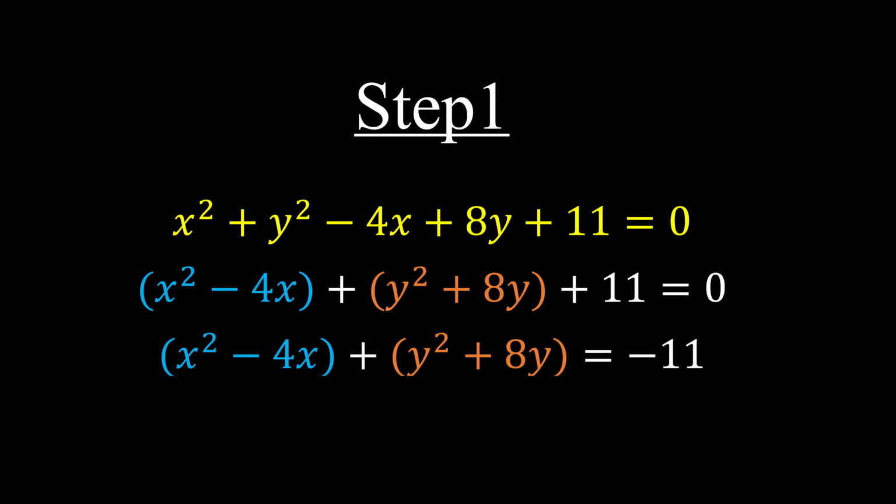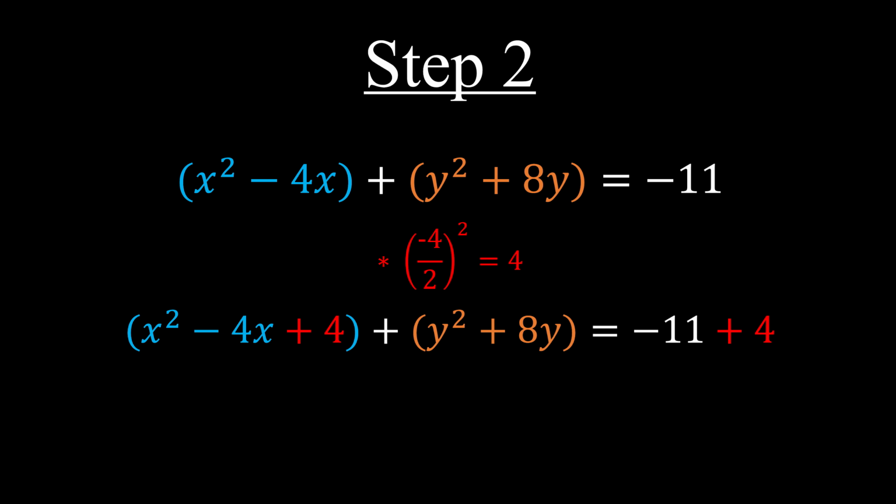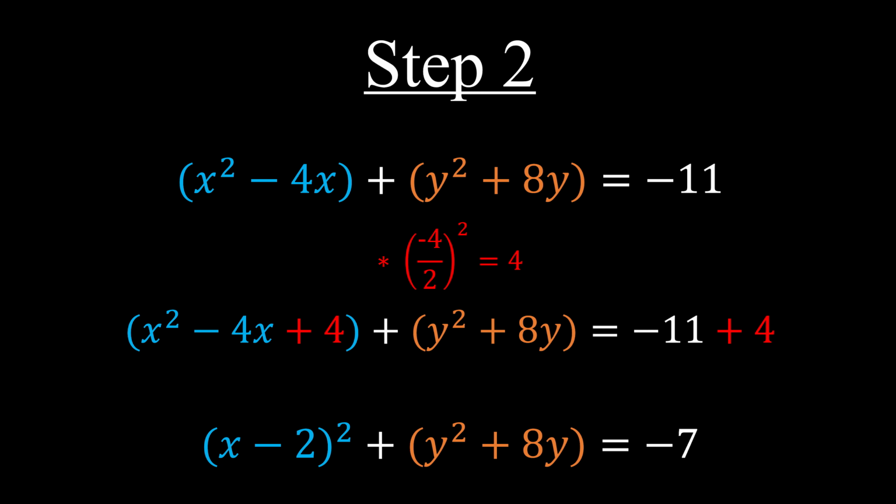Step 1, group similar terms together and throw everything else on the other side. Step 2, complete the square for the x terms. The coefficient of the x to the first power is -4, so the number we should add to both sides is 4, resulting in a square of x minus 2 squared.